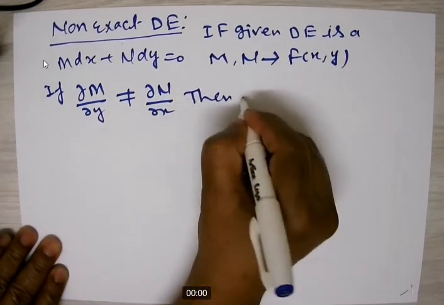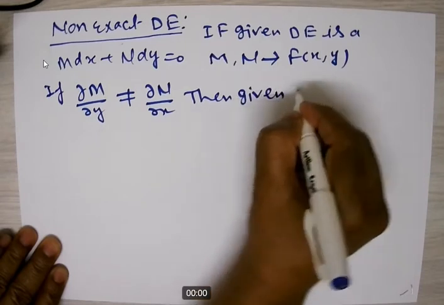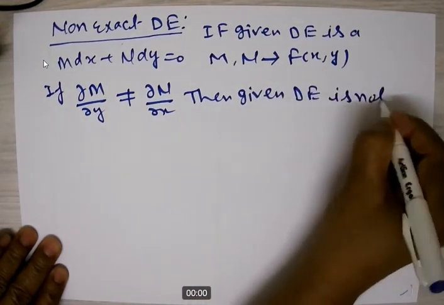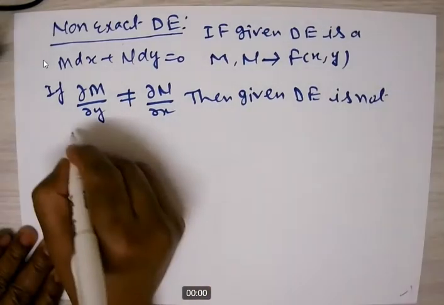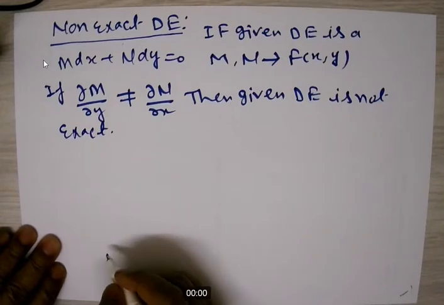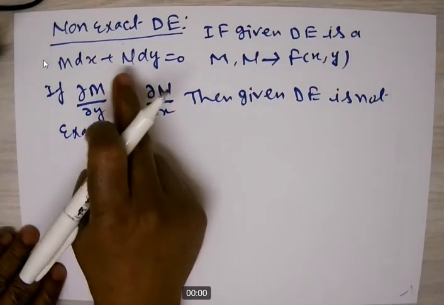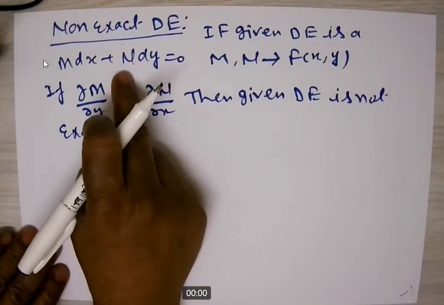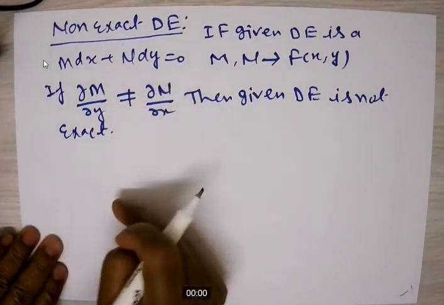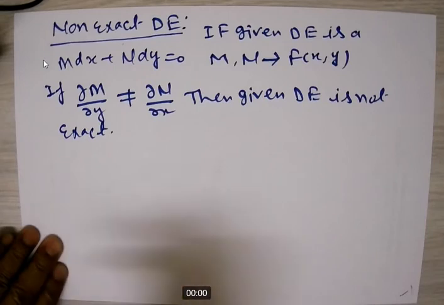then the given differential equation is not exact. Then the given differential equation is not exact. It does not mean that we cannot solve this differential equation. Because the given differential equation is not exact, we cannot solve it directly.